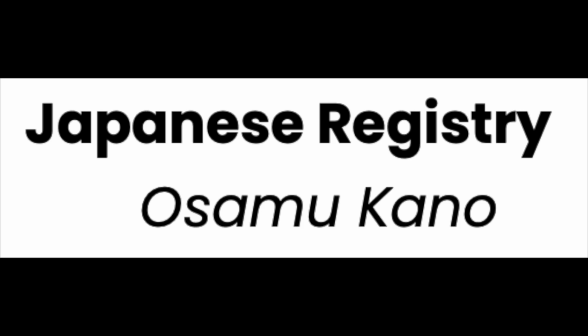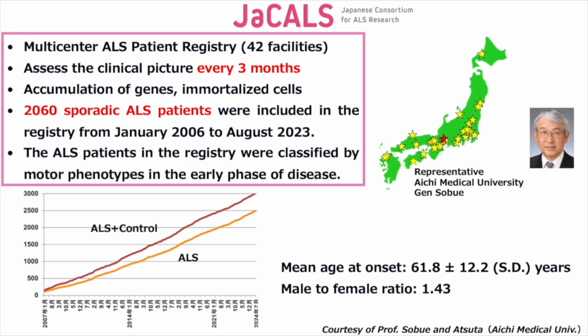Hello, everyone. My name is Osamu Kano from Tohoku University, Tokyo. Today I'm going to talk about the Japanese ALS registry system JaCALS, which includes the PLS. We survey the natural history of the ALS, including the PLS. And we also check the blood test at the initial visit of the enrollment. And until last year, more than 2,000 ALS patients were included in the registry system.